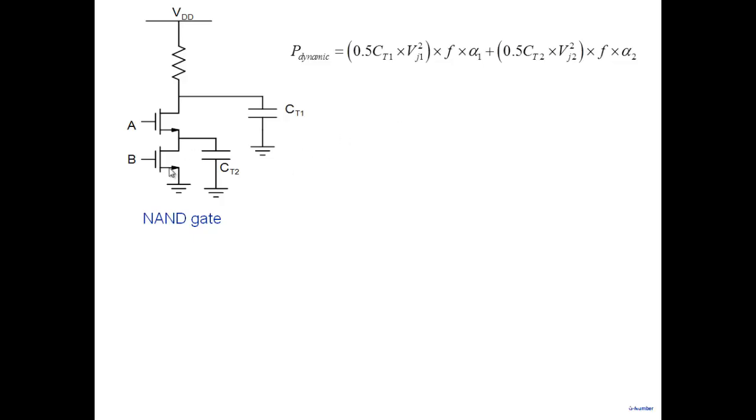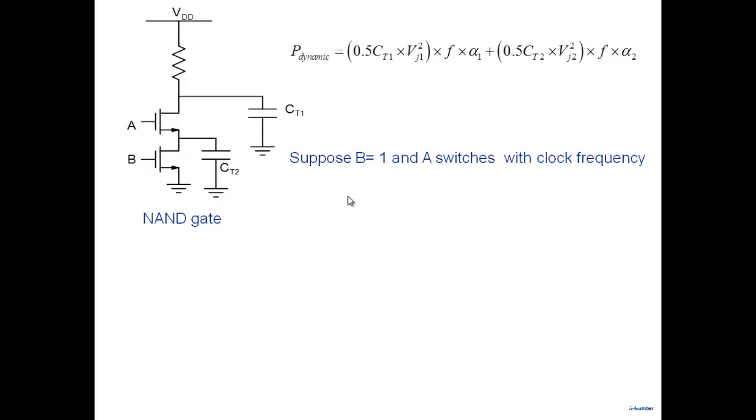So if I look at it, it depends. Note that if A is 0 or B is 0, any one of them is 0, what happens? If A is 0, B could be switching. If A is 0, I can connect B to a clock. So if I connect B to clock, what would happen?